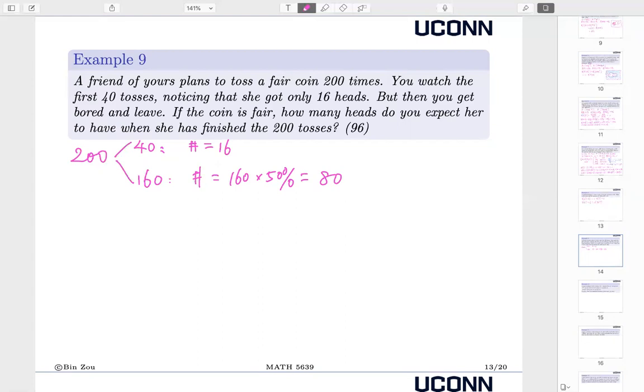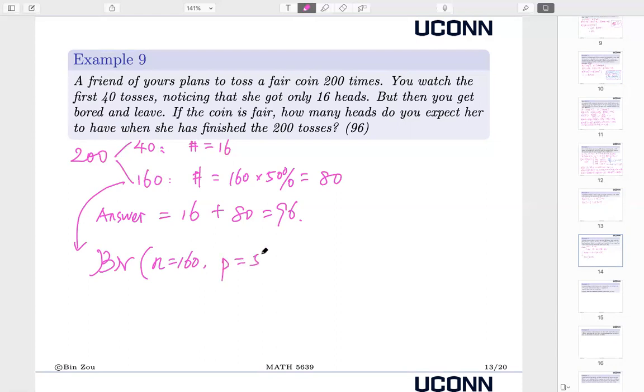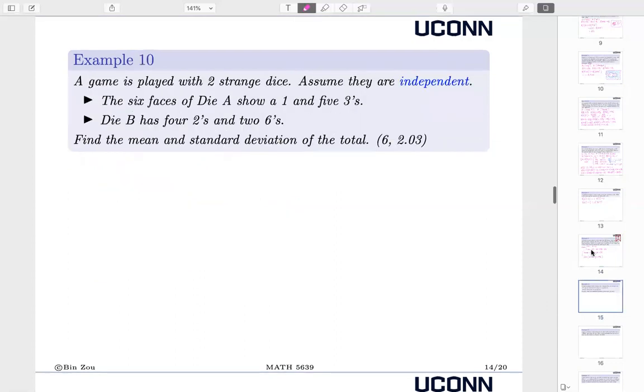So the answer is, what you already observed plus what you expect to see. So 96. Okay, later on we will see this part is actually a binomial distribution with n equals 160 and p equals 50%. We will actually learn this result later on.